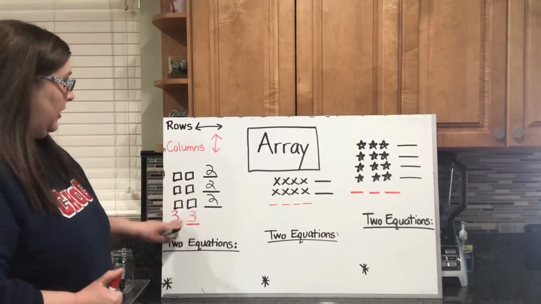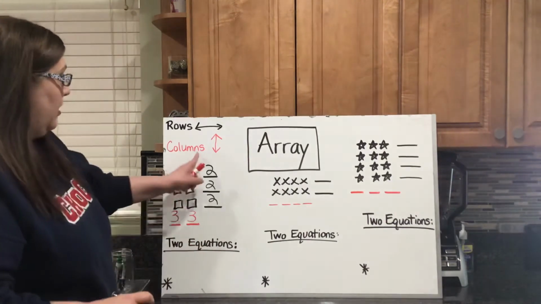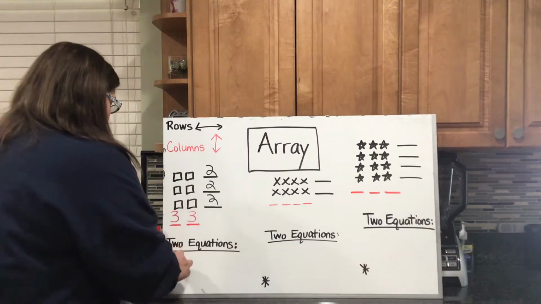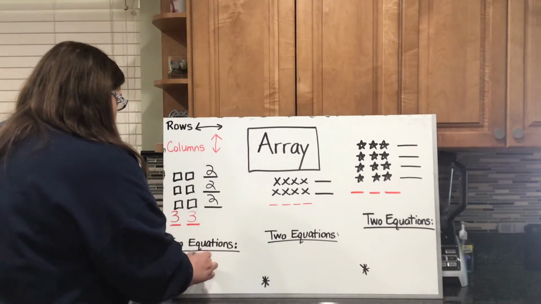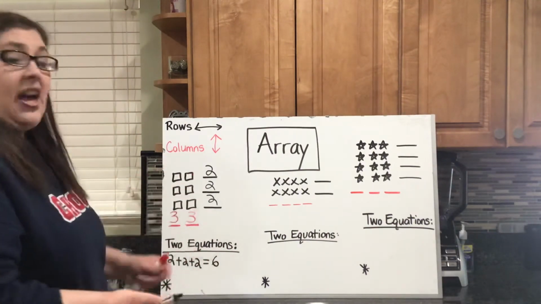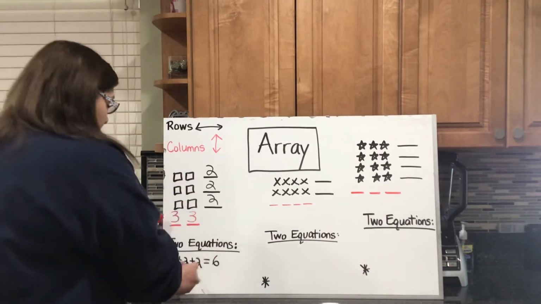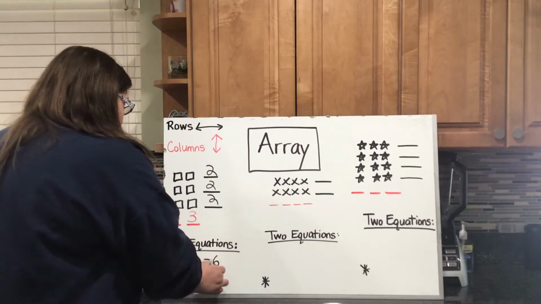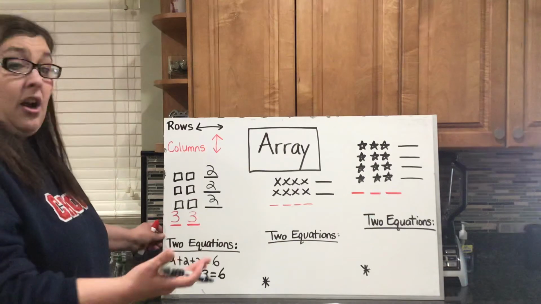If I wanted to use these numbers to write equations, I could definitely do that. I could use the rows. So 2 plus 2 plus 2 equals 6. 1, 2, 3, 4, 5, 6. I could just count the rows. I could also just look at the columns. I could also write down 3 plus 3 equals 6. Notice I get the same sum for both rows and columns.